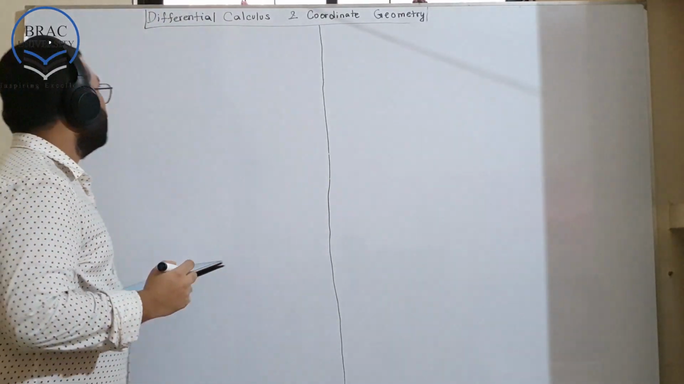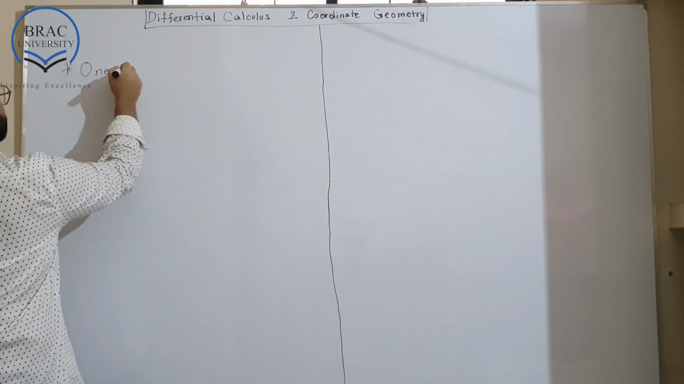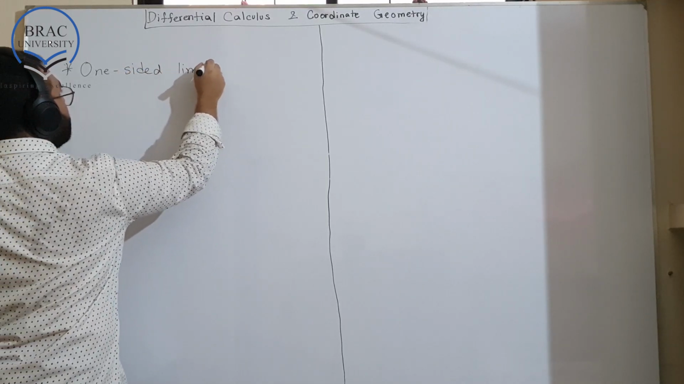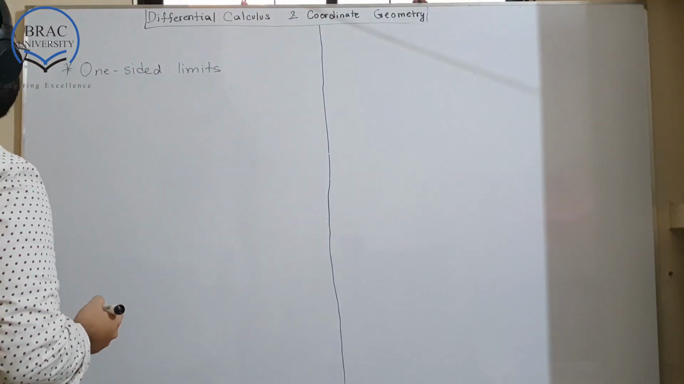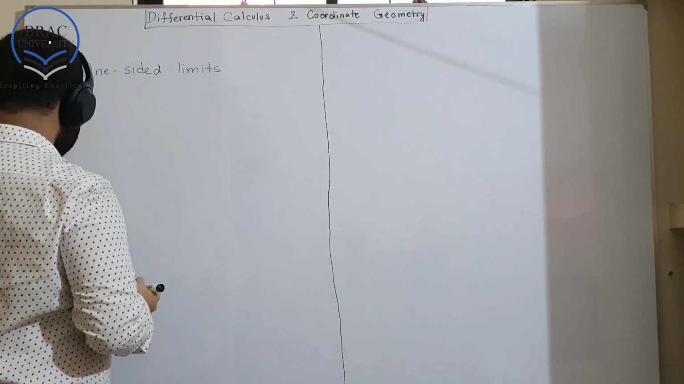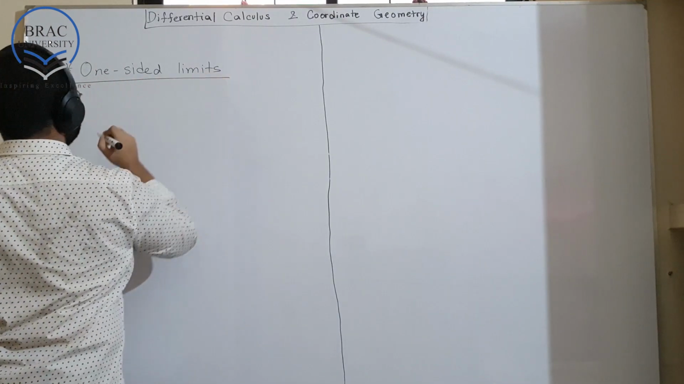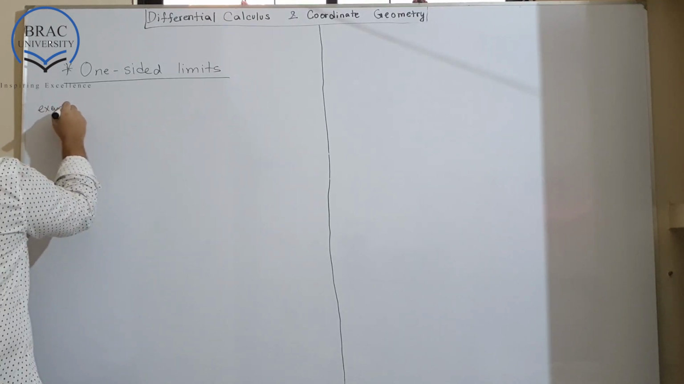Last time we looked into something called one-sided limits. Today we'll see an example of a one-sided limit and learn about continuity and discontinuity of a function. Let's see an example of one-sided limits.